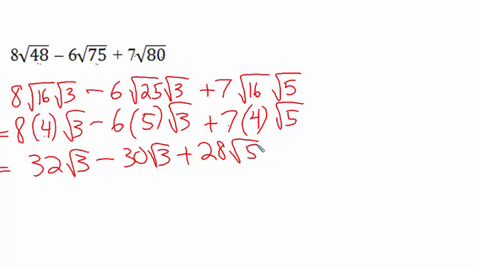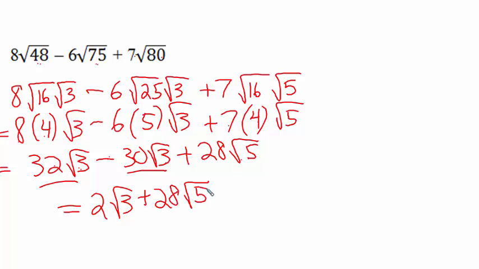So it's kind of like if you have two x terms and a y term. You've got two square roots of 3's and a square root of 5. At least we can put this and this together. 32x minus 30x would give you 2x. So 32 radical 3's minus 30 radical 3's would give you 2 radical 3's. The 28 square roots of 5 won't simplify any further and won't combine with the square root of 3 either. So this would be our simplified answer.